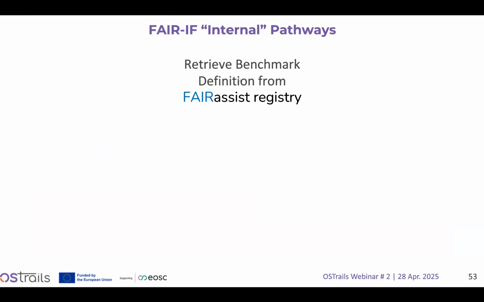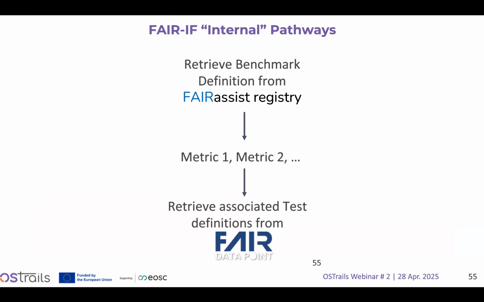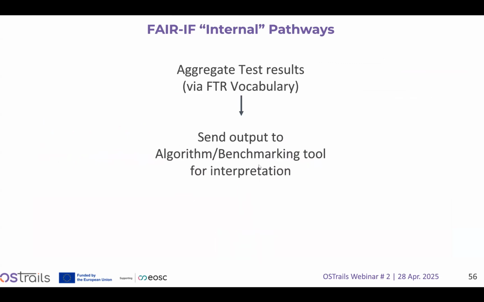You find a benchmark that represents your expectations. That benchmark includes a bunch of metrics. The metrics are looked up in a second registry to find their tests. The tests are executed and the results are aggregated through the FTR vocabulary. And finally, that output is sent to a benchmarking tool. And that's what does the interpretation. So that's the internal pathway for going from a benchmark to an answer that we give you. Now, you will never see that unless you are one of the people who has to implement it.